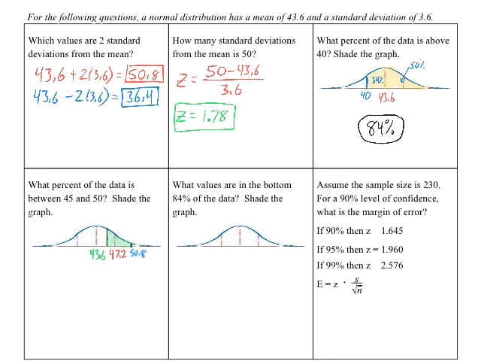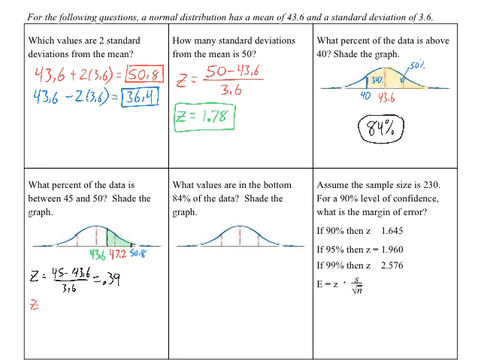So this is table A. So the first step is you need to do your z for the 45. So you do 45 minus 43.6 divided by 3.6. And when you do that, you get 0.39.